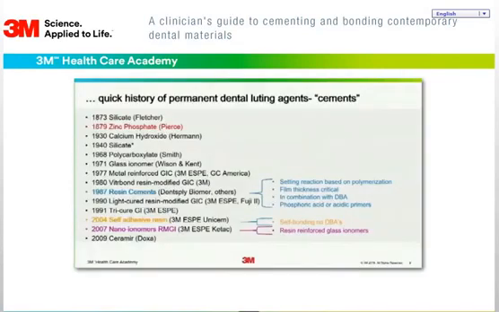So in looking at this, let's take a quick history and let's look at permanent dental luting agents, or cements, if you will. The gold standard probably now, till this day, has been with us for nearly 100 years, and of course that's zinc phosphate. Most of us have grown up using zinc phosphate, and it is still in common use today. To say that it has been unreliable would be a misstatement.